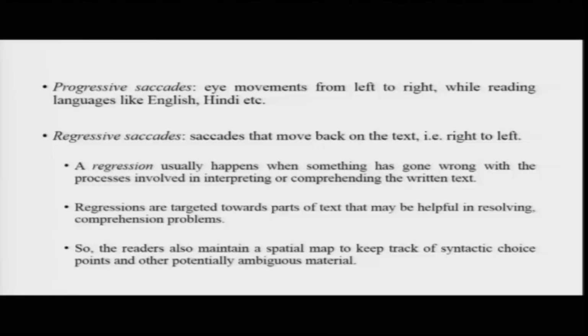So how can readers come back to the exact same area where there is some problem? The regressions are targeted toward parts of the text that may be helpful in resolving any kind of comprehension problems or ambiguities. Readers can come back to that same point because they maintain a sort of spatial map to keep track of syntactic choices, to keep track of semantic ambiguities and so on.